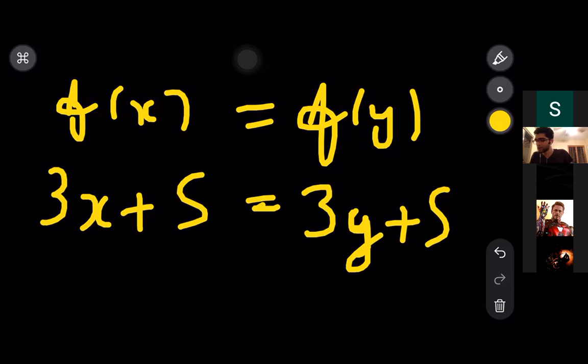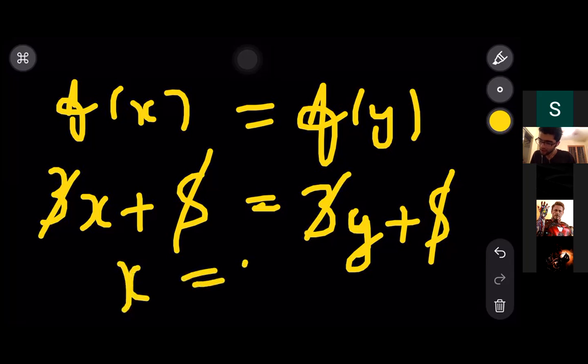Now we can just use simple algebra and cancel these two 5s out, because you can take the 5 to the other side, it goes out. And the other thing you can do is you can take the 3 to the other side and cancel the 3's out. What does it result in? It says that x equals y. So basically it says that if you take two different numbers for whom this function is giving the same value, they will turn out to be the same number. So you will not have two numbers going to the same answer. It is basically the same number now.